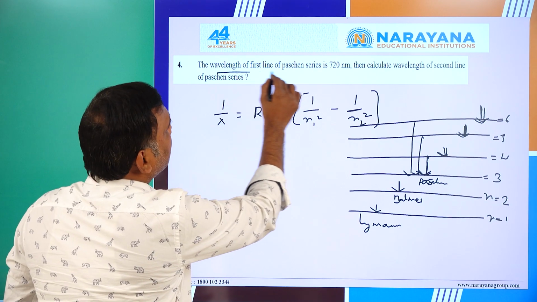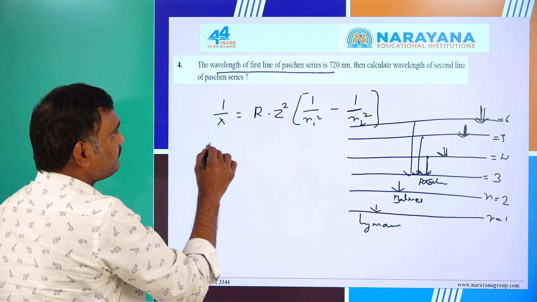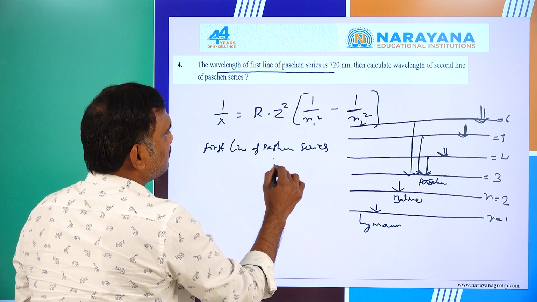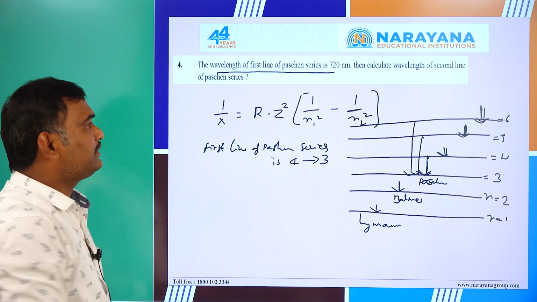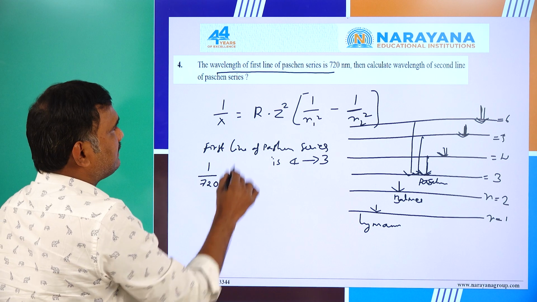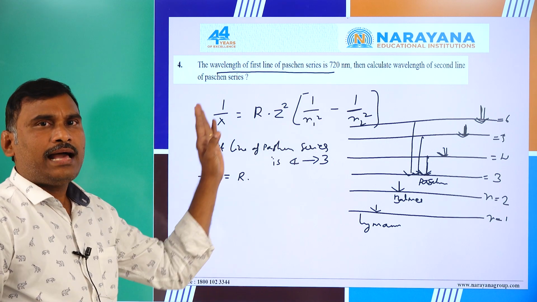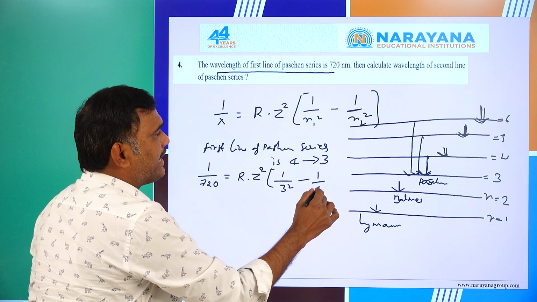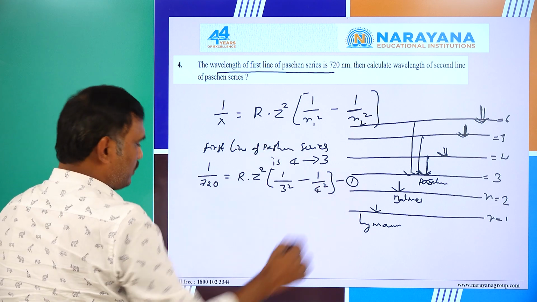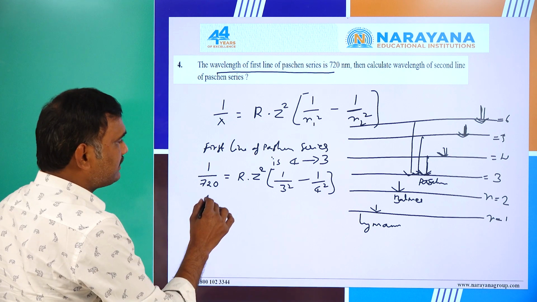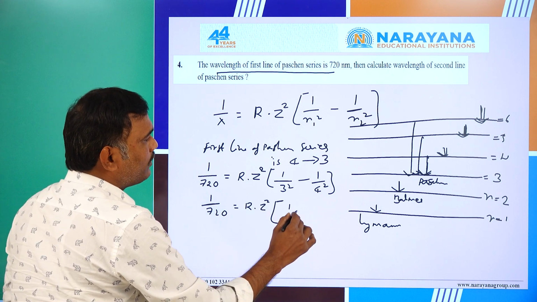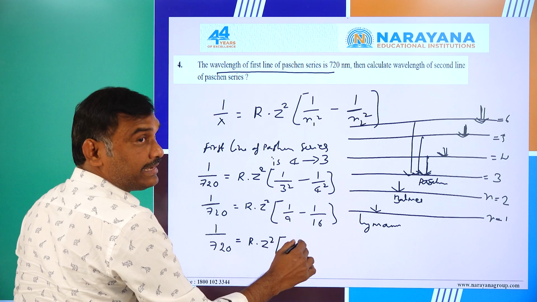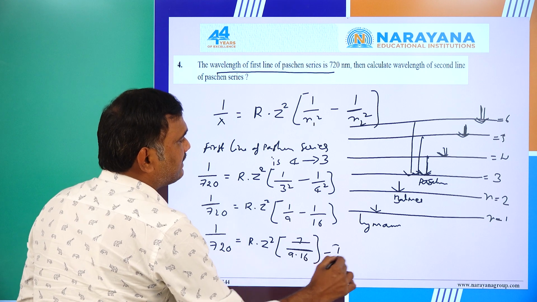Now let us go for the first one. Wavelength of the first line of the Paschen series is 720 nanometer. Then 1 by 720 nanometer is equal to R into Z square into 1 by 3 square minus 1 by 4 square. No atom or ion was mentioned here, but there is no problem for us. That gives 1 by 720 is equal to R into Z square into 1 by 9 minus 1 by 16, that becomes R into Z square into 7 by 9 into 16. Let us say this is equation 1.